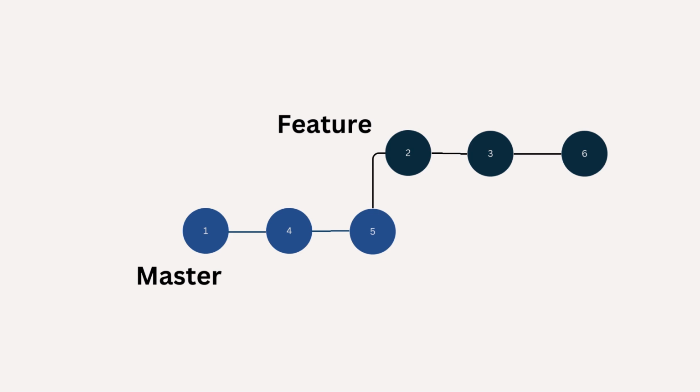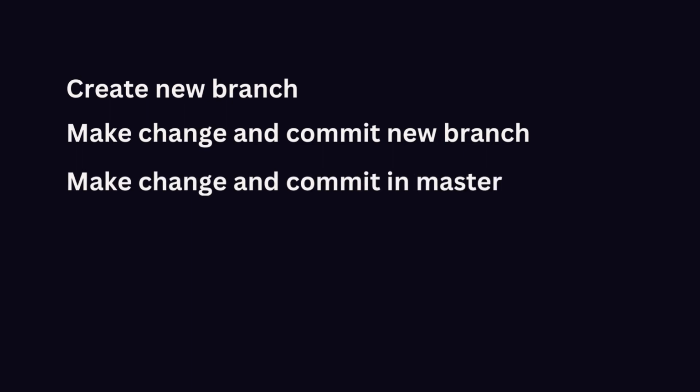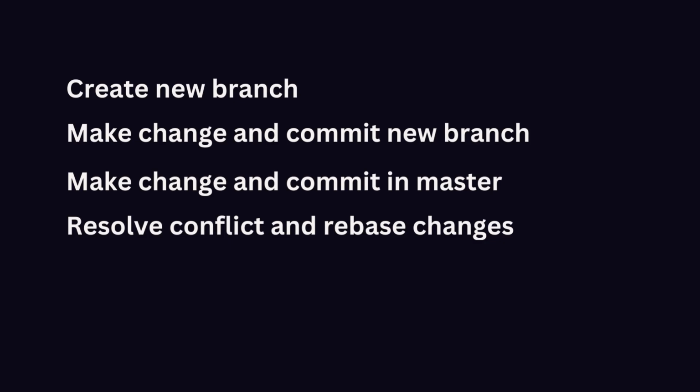Let's see the steps we are going to follow in this video. First we are going to create a new branch, then make some changes and commit to the new branch. Then we are going to switch to the master branch, make some change and commit. Here we want to see the scenario where we get some conflict, so we'll make changes in the new branch and the master branch. The change will happen to the same file so that we get a conflict. Then we'll see how we can resolve this conflict and rebase it.